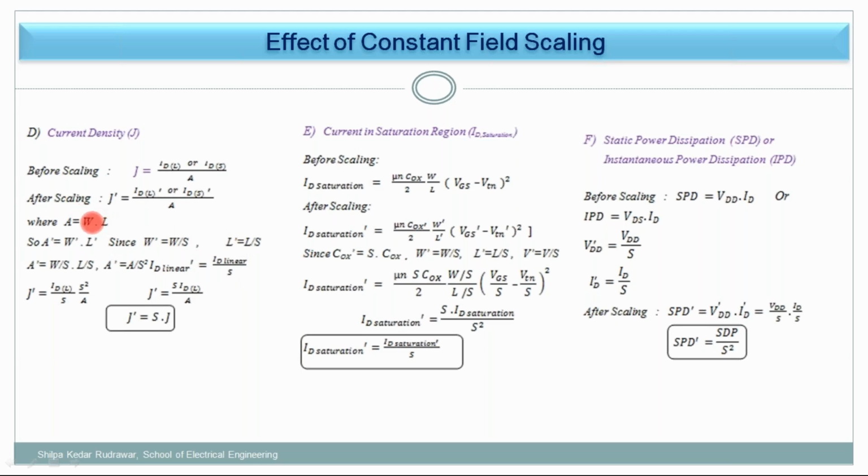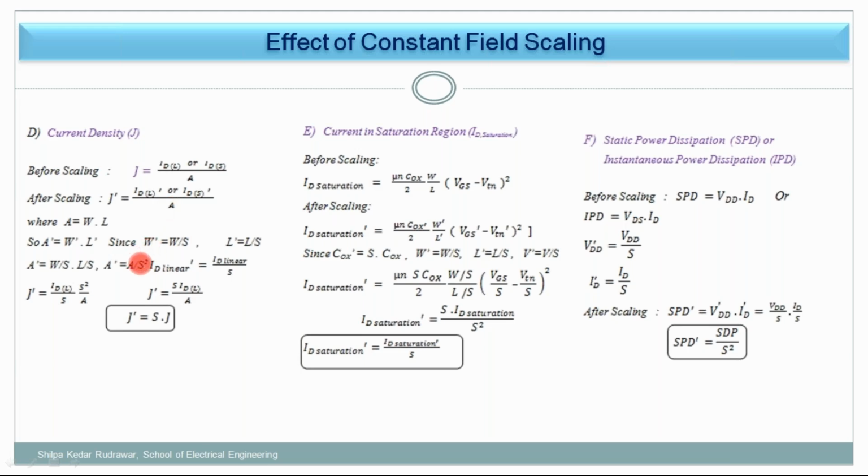Okay, then what is A? A is nothing but W into L. So I need to replace W by W dash and L by L dash. So after putting this value, what I am getting, A dash is nothing but A by S square, because substituting these values over here, you will get A dash as A by S square. Now after substituting this A dash over here, because for scale down I need to have A dash over here. By mistake I have not mentioned dash over here. It should be dash at this point.